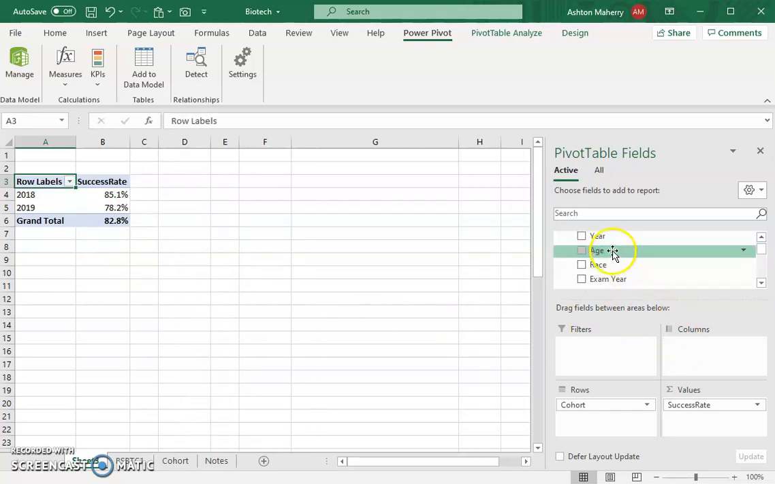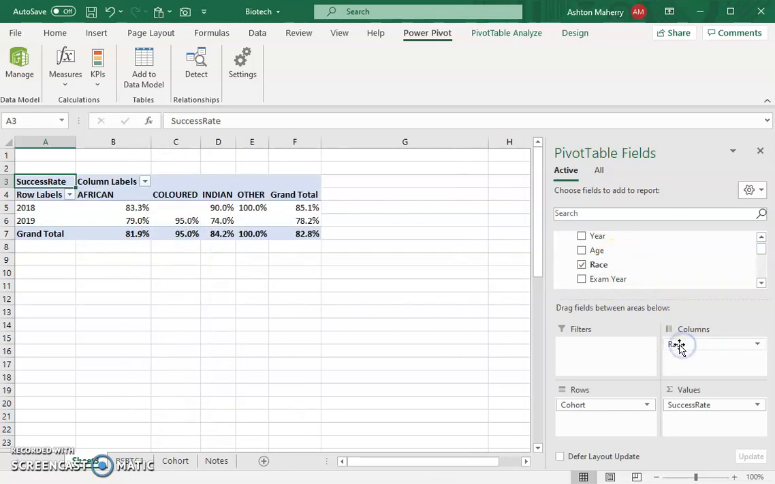Let's have a look at race. You can see quite a significant difference for the 2018 cohort between African student performance and Indian. Whereas in the 2019 cohort, we can see the Africans, and we can see with the Indian that has actually dropped quite significantly.